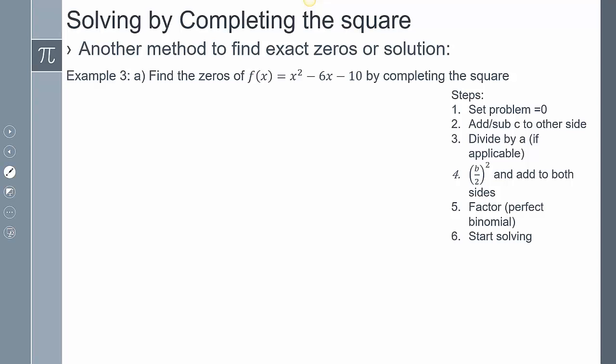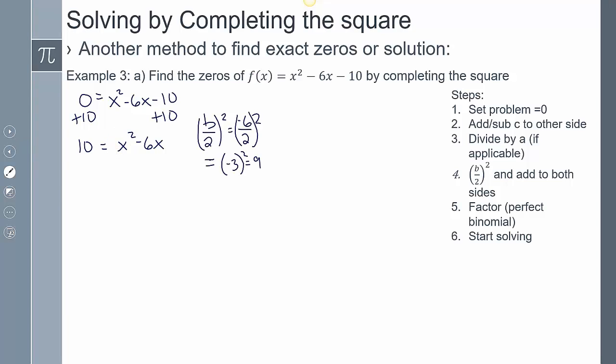Now another method to find the exact zeros of the solution is by completing the square. The way that we do this is we set whatever our equation is to equal 0, so I set this equal to 0. And then I want to get rid of this c, so I'm going to add or subtract it on either side. So in this case, to get rid of it, I have to add 10 to both sides. If I have an a here, you want to divide by this a.